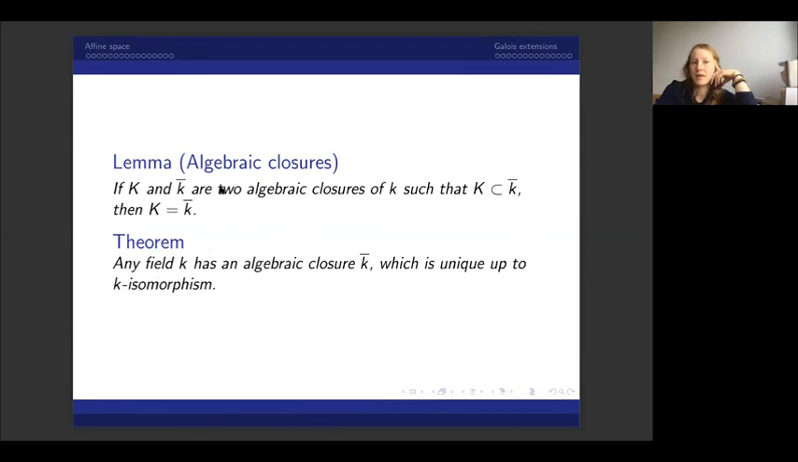And now the theorem, which is tightly related to this lemma, is that any field k has an algebraic closure K bar, which is unique up to k-isomorphism. So this is very important, this is crucial here. Can someone guess how to prove this statement? No? Okay, so I'm giving you a hint. The hint is that you need to use the Zorn lemma and this lemma here.